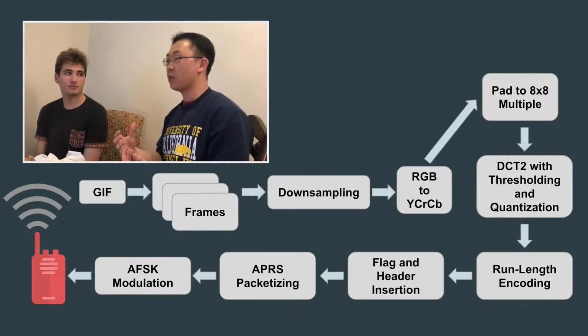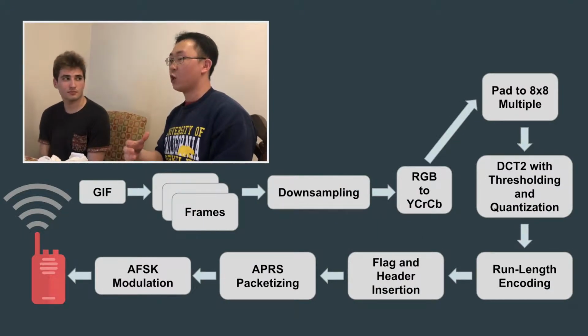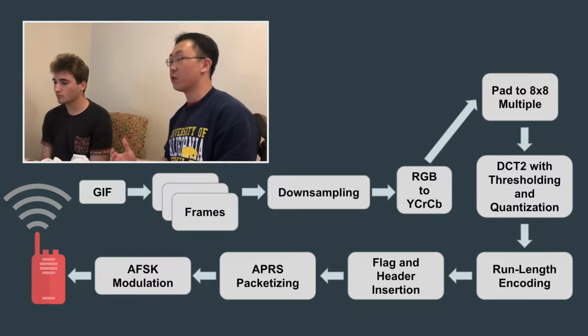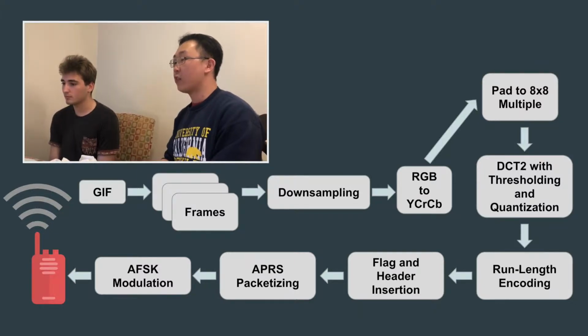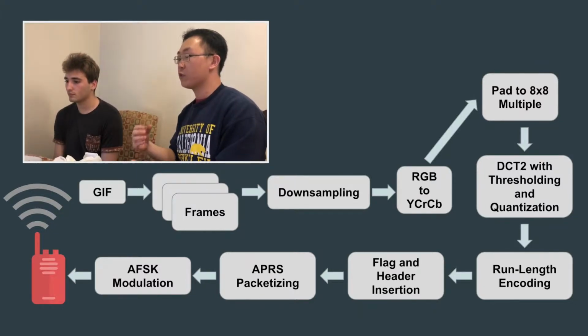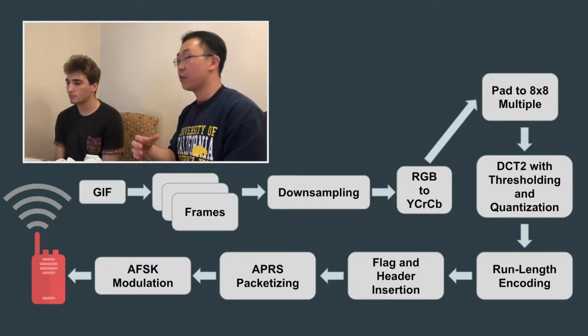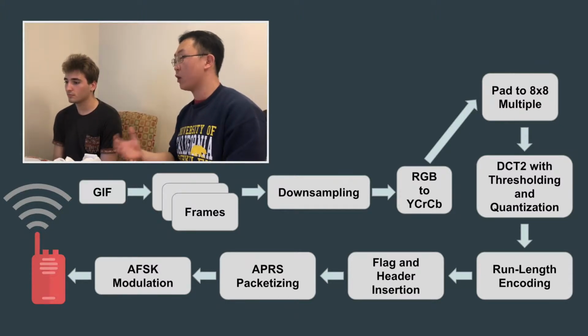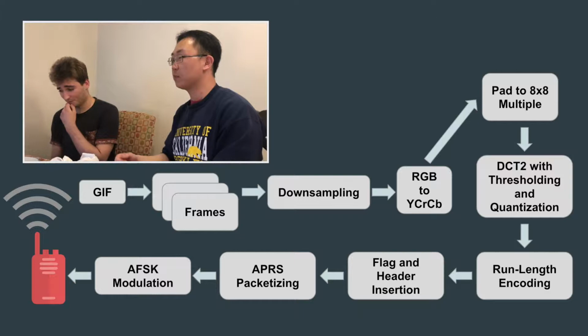So, for our first question, could you give a brief overview of your project and design? Yeah, so what we first did was we took the animated GIF and we broke it into individual frames. We then converted the color scheme from RGB to YCrCb, which is the luminance and chrominance components. And then we took the DCT2 of those individual frames and thresholded them, and then we took those coefficients and then quantized them with the JPEG quantization table.